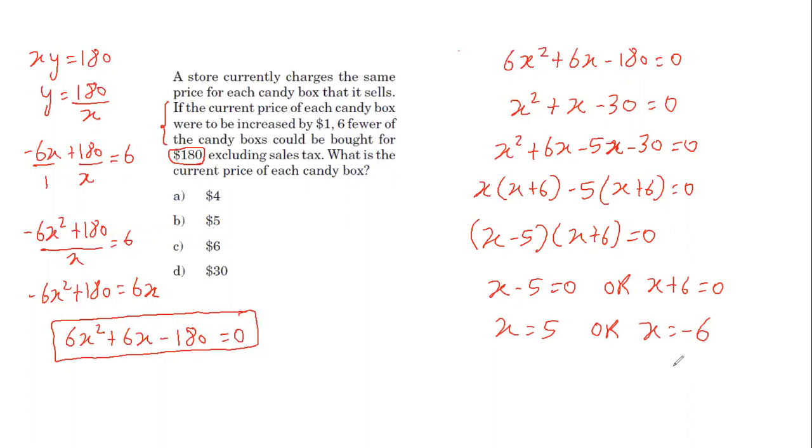But since x represents the price, it cannot be negative. So this is not possible. The only possible value of x is 5, which is option number B.